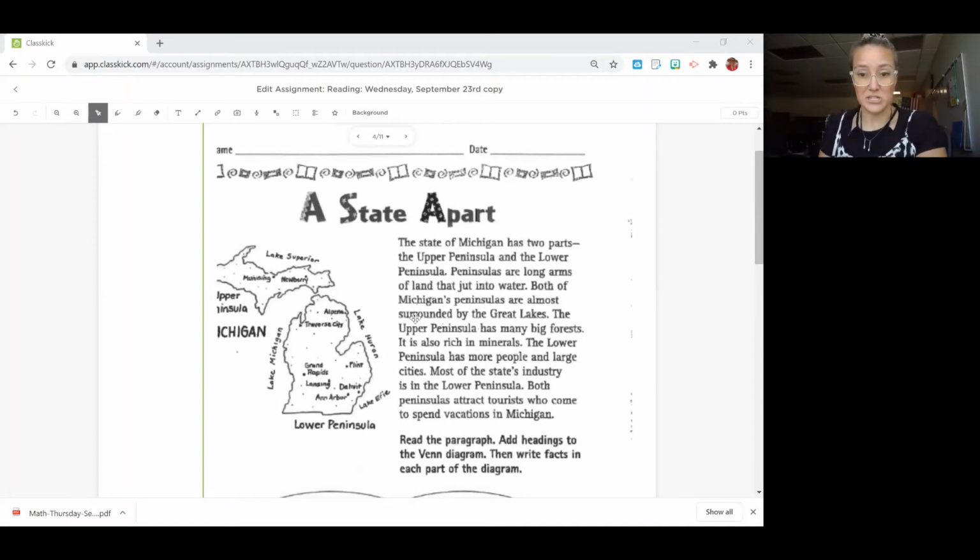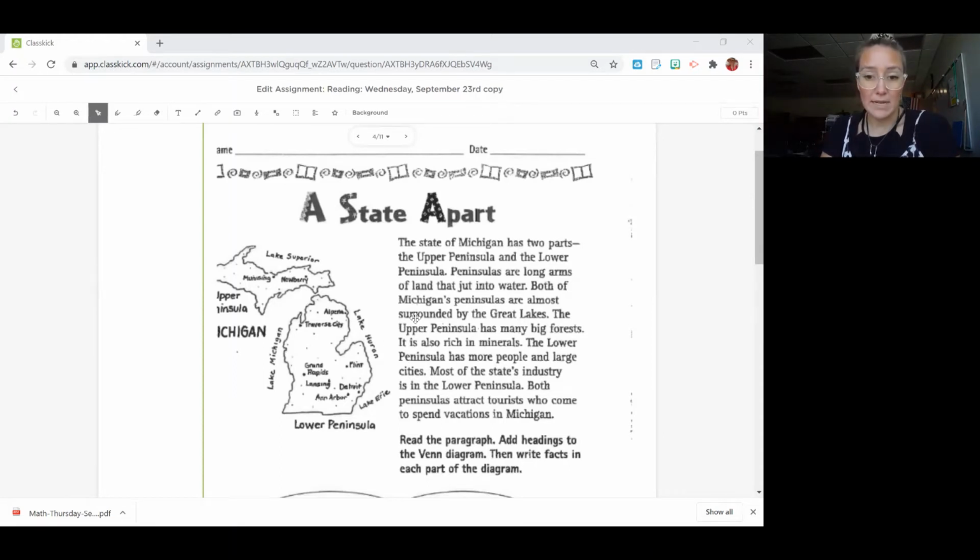The state of Michigan has two parts, the Upper Peninsula and the Lower Peninsula. Peninsulas are long arms of land that jut into water. We're going to learn about this inside our social studies. Both of Michigan's peninsulas are almost surrounded by the Great Lakes. The Upper Peninsula has many big forests. It is also rich in minerals.